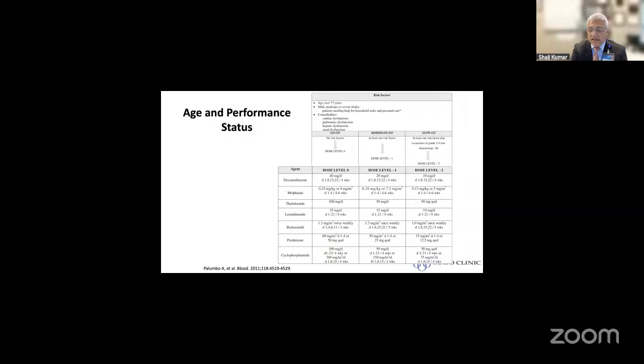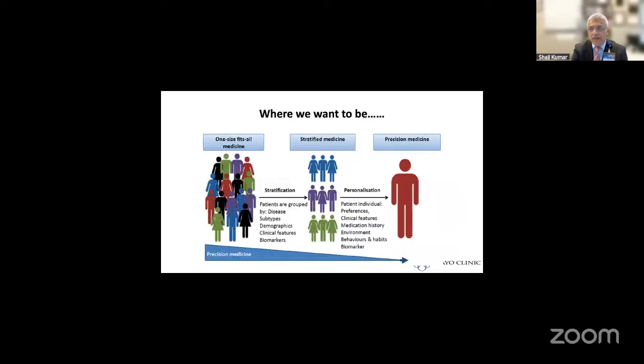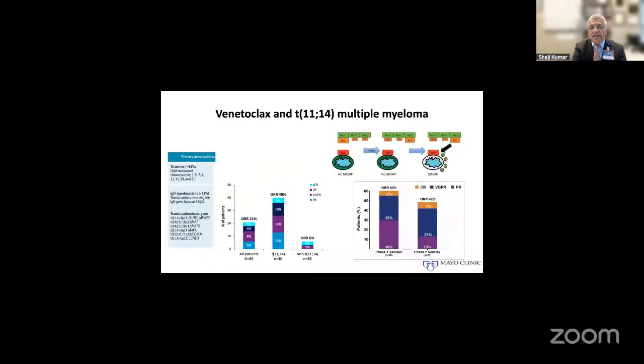And this is a relatively old paper, but it highlights the concept of how we can give the same medications but maybe decrease the dose, so that we can actually get the benefit of the combination therapy without subjecting patients to undue toxicity. So, where we want to be is precision medicine. The question is, how can we get there? And what is the data to support it?